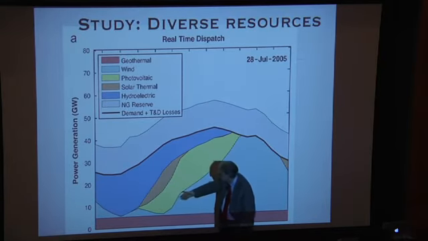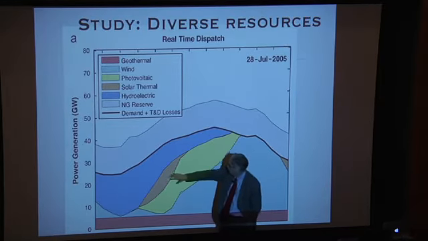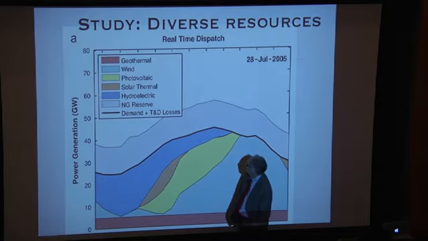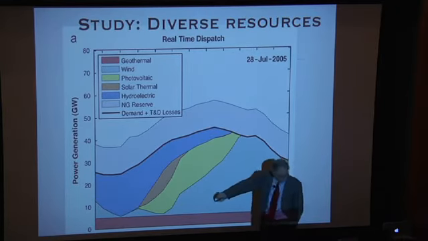And then as the sun came up, we start getting solar. And there's a solar thermal unit also in this mix. And photovoltaic, rooftop photovoltaic is the main resource here, and then the wind actually comes up quite strongly after.